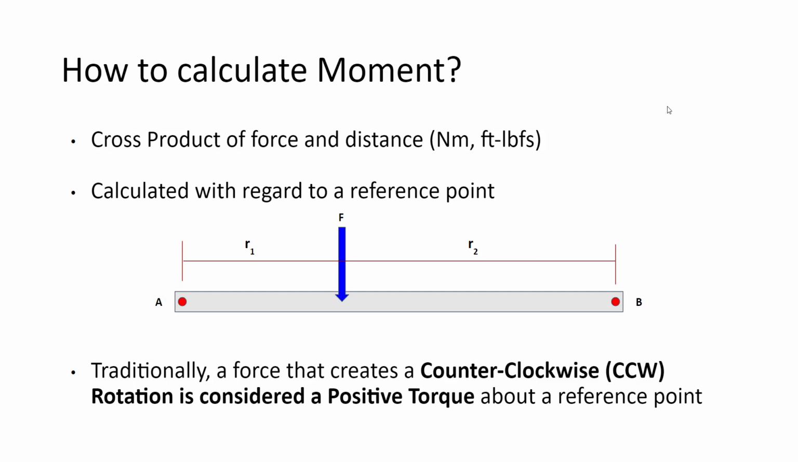So how do you calculate a moment? What does that actually look like? Well, it's fairly straightforward. A cross product of a force and a distance gives you the moment. Technically, it's the cross product of the radius times the force. And there's different units for that. That can be Newton meters, that can be foot pounds. And it's calculated with regard to a reference point, and you are in charge of choosing your reference point.